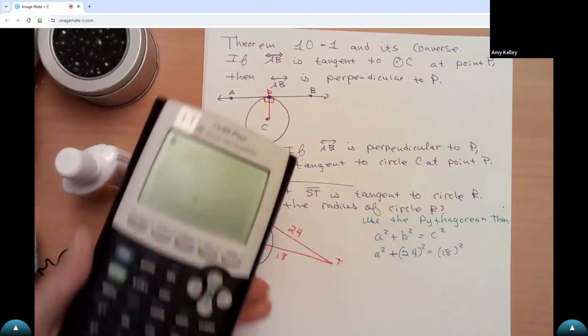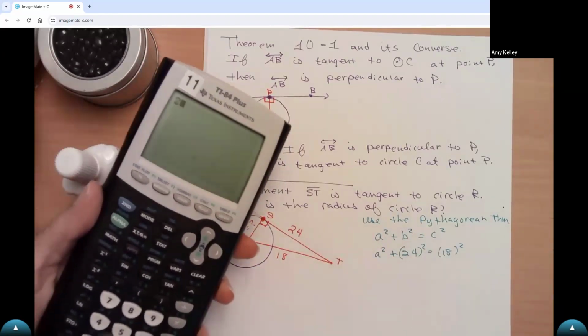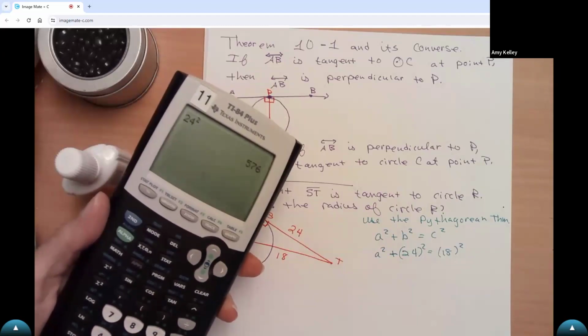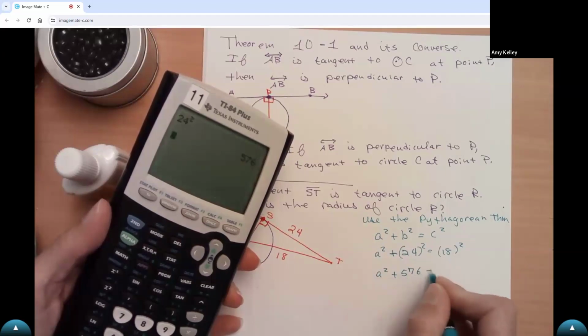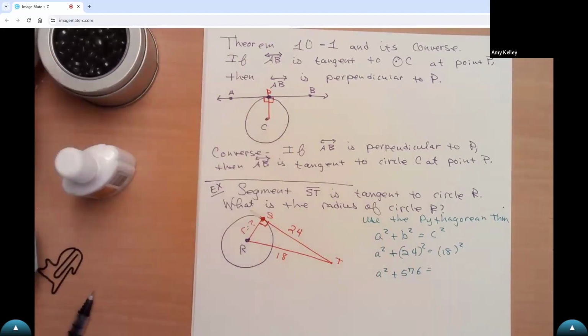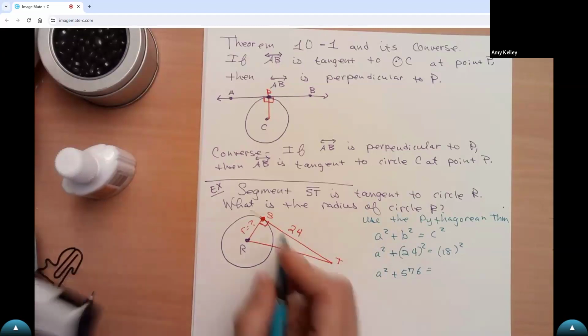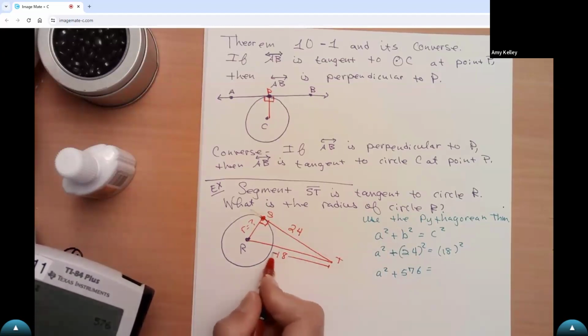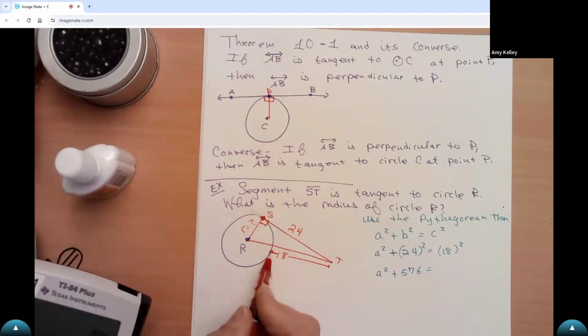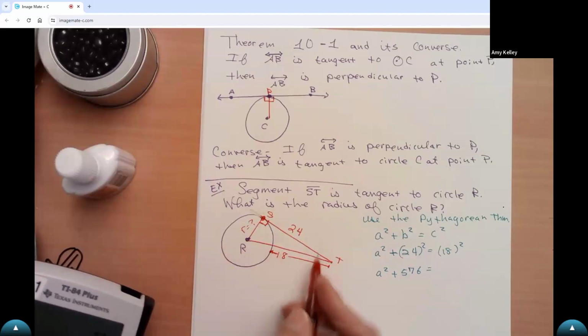All right, so I'm going to work out 24 squared. That gives me 576. So a squared plus 576 equals, wait, that's kind of weird. Why is the hypotenuse shorter? Ah, I know why. I have to add an extra note here. This 18 is only good up until this point. Okay, so the 18 is not all of this.